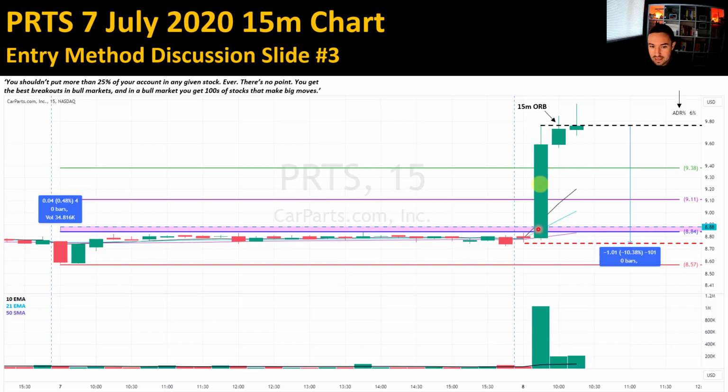So PRTS, it breaks out here. So if you were using the 15-minute chart and going for opening range breakout, well, your entry would then be up here. And what's that, like $9.77, just underneath $9.80. So your opening range breakout would actually be up here. If you were going opening range breakout here and placing your stop loss at the lows of the day, well, low of the day would be, what's that, maybe $8.75 down here. That would be 10.38%. Now the ADR is 6%.